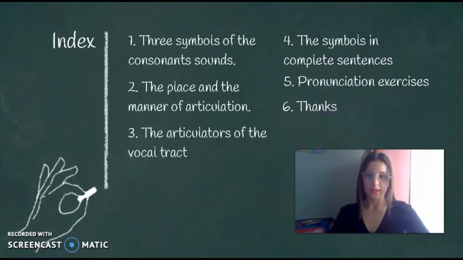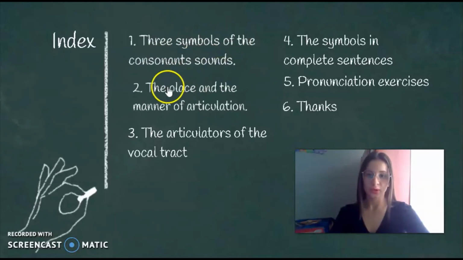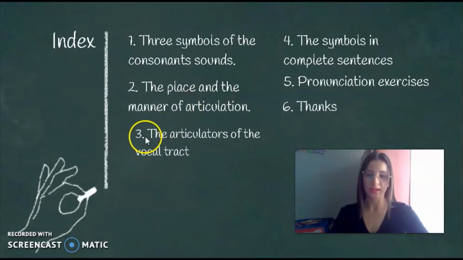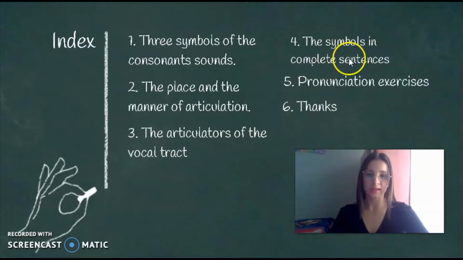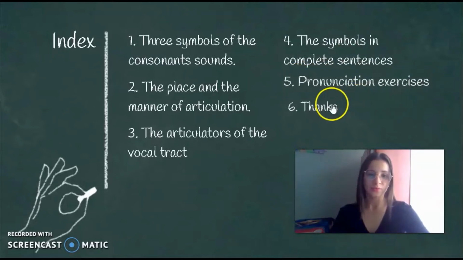Index. Number 1: 3 symbols of the consonant sound. Number 2: The place and the manner of articulation. Number 3: The articulators of the vocal tract. Number 4: The symbol in the complex sentence. Number 5: Pronunciation exercise. Number 6: Transcription.